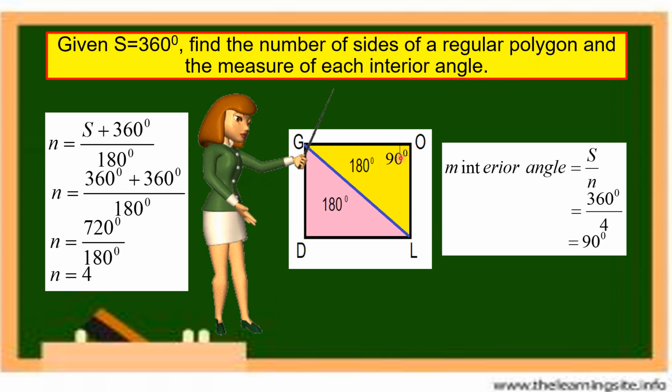So what is the measure of each interior angle of a square? S over n. What is S? 360. 360 divided by 4. And so the measure of an interior angle is equal to 90 degrees. This is 90 degrees.